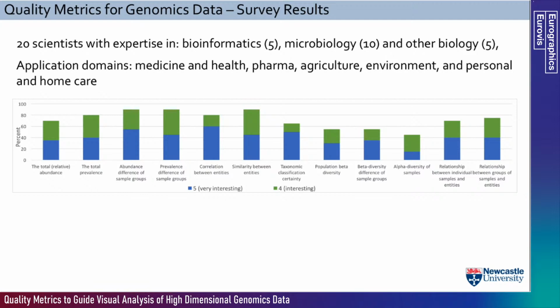So looking at the survey results, the survey was carried out by 20 scientists with expertise in bioinformatics, microbiology, and other biology, and they were from a range of different application domains. We looked at the patterns that were defined as interesting or very interesting by the participants, looking at the percentage of participants that replied that these patterns were interesting or very interesting. And based on this, we defined 5 different categories of patterns of interest.